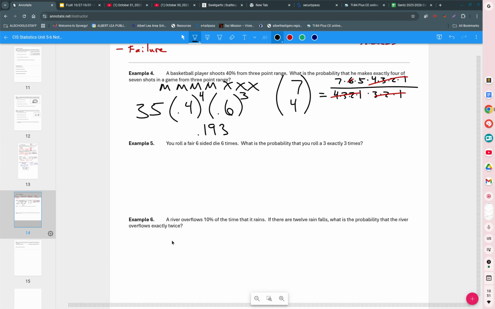I want to be clear, is it possible he could make more than 4 of those shots? Yeah. Is it possible he could make all of them? Yeah. So those would be less of a probability. We haven't added those on. That's exactly that many amount. Okay?